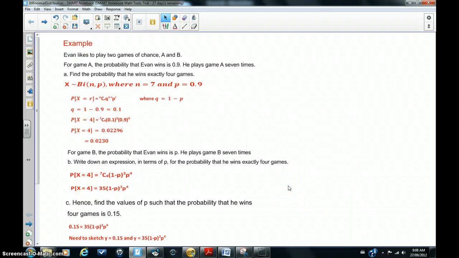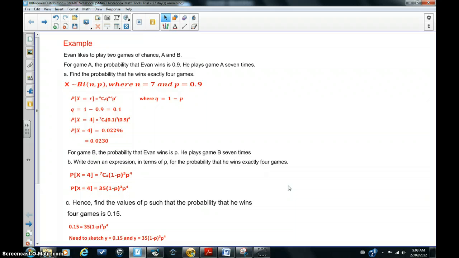I'm Mike James, and I'm going to show you how to use the calculator in a typical probability question that you could face on paper 2. Now, in this question, Evan likes to play 2 games of chance, A and B. For game A, the probability that he wins is 0.9, and he plays game A 7 times. Find the probability that he wins exactly 4 games.